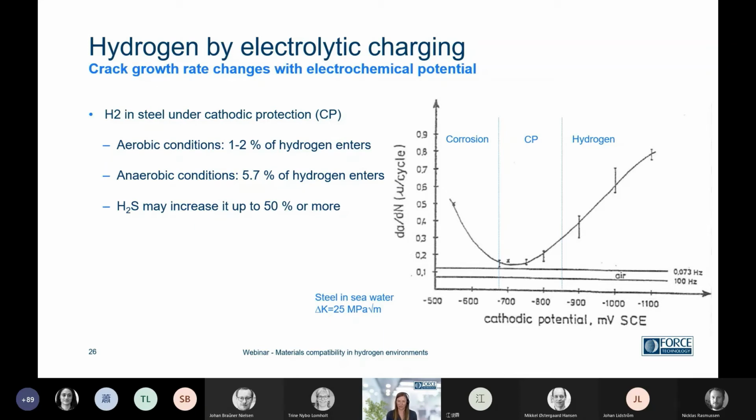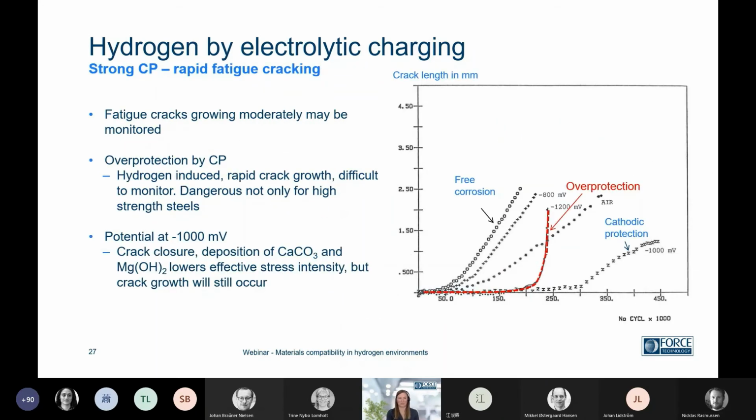it enters the steel. If it is an offshore construction at the seabed, there might be sulfate reducing bacteria, hydrogen sulfide, which increases the hydrogen uptake even more. And at the seabed, you may have oxygen-free or anaerobic conditions, which is also a bad thing. So again, hydrogen can enter in many ways, but the fracture mechanisms are the same. This is just a quick illustration of the same, mainly just to show that at certain cathodic protection levels, you may actually have deposits forming inside the crack, inhibiting crack growth at a certain point, but still, in the end, it may just continue as a fatigue crack.